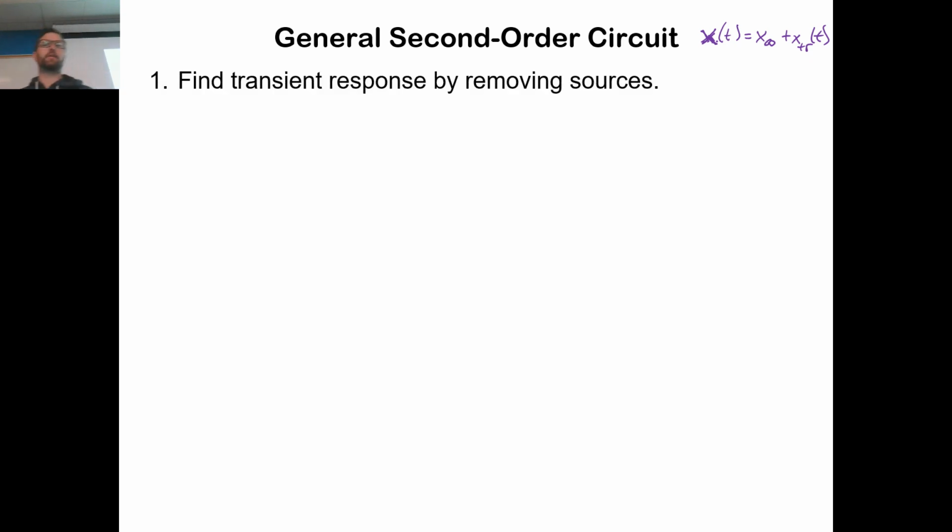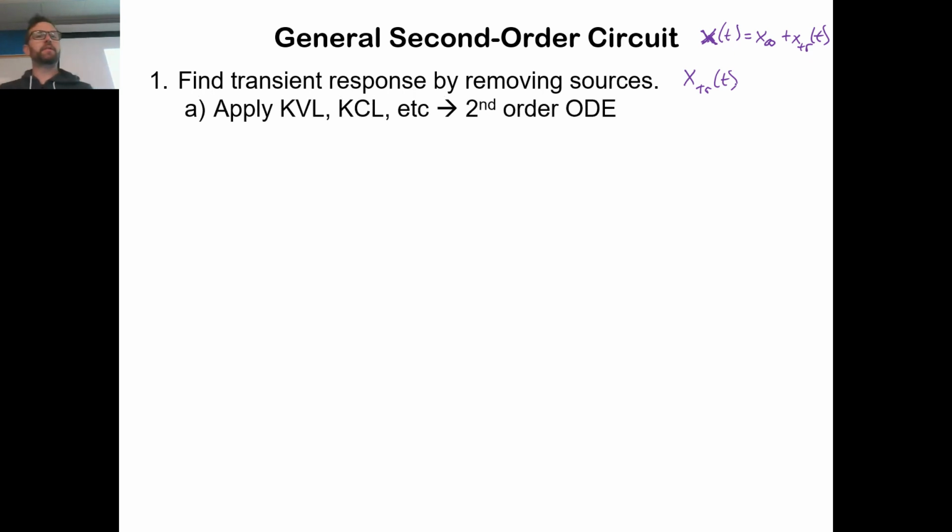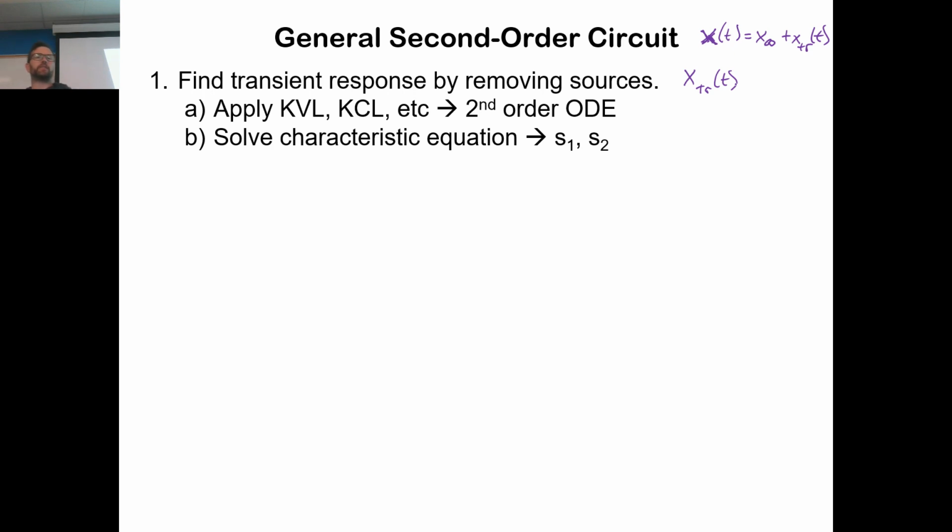Okay, so to find the transient response, x transient of t, just remove all the sources and then follow these steps. Apply KVL, KCL, etc. It could be nodal or mesh if you need to do that. You could use voltage divider, current divider, whatever gets you the right thing. And you're going to get your second order ordinary differential equation. You're then going to solve the characteristic equation and get the roots S1 and S2.